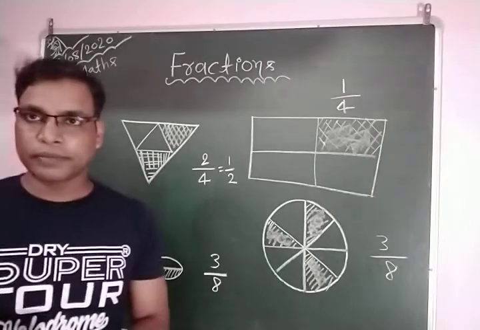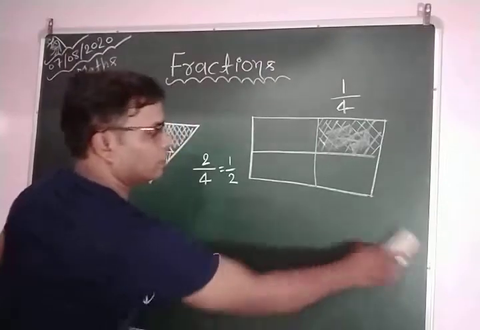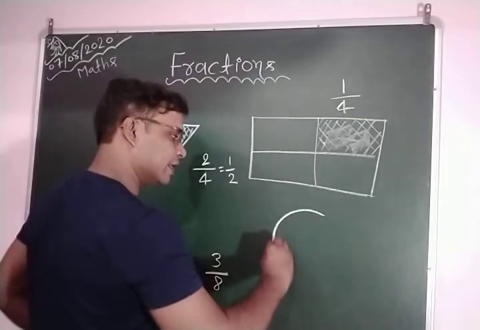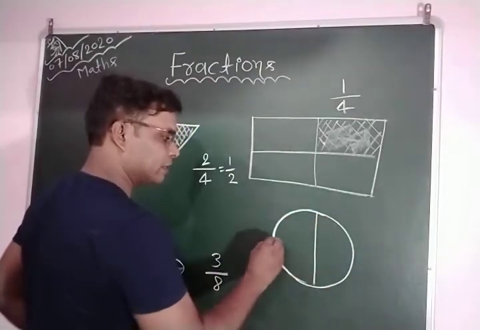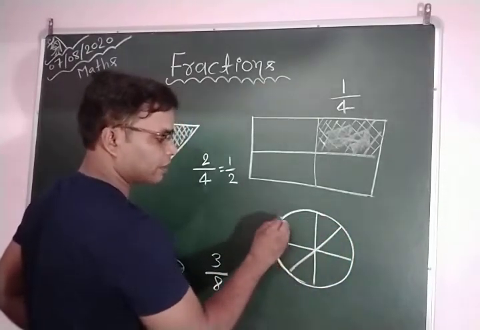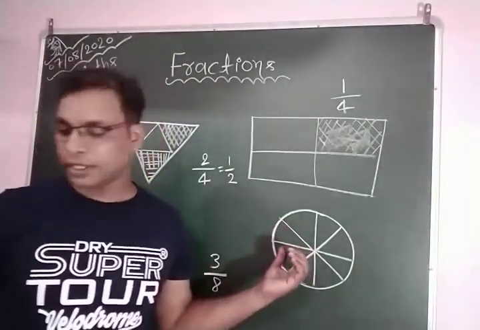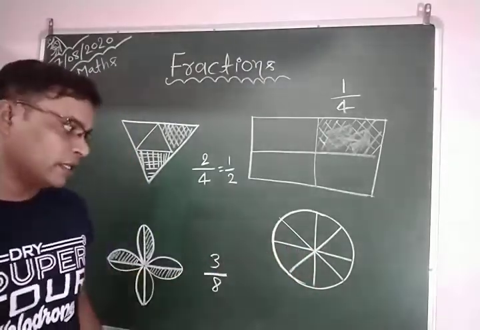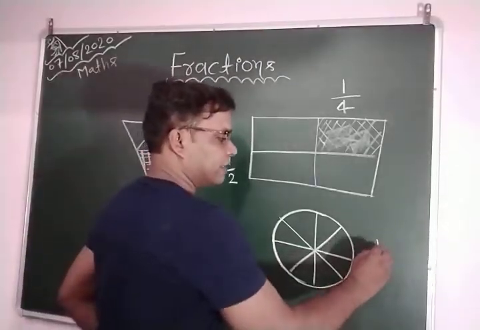And some questions are given like that. If you are given a circle like this, and it is also divided into 8 parts. Clear? Suppose these are equal parts of the circle, and the question asks, color the part according to the given fraction. Here a fraction is given.